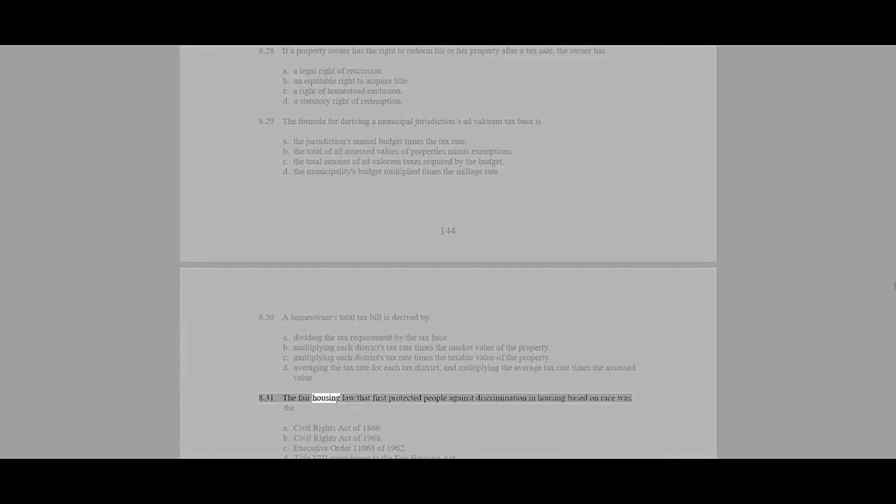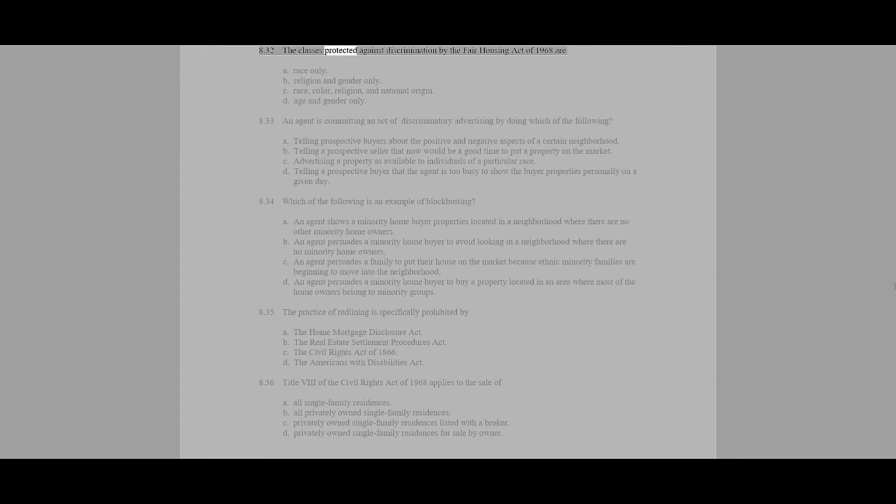8.31 The Fair Housing Law that first protected people against discrimination in housing based on race was the A. Civil Rights Act of 1866. B. Civil Rights Act of 1968. C. Executive Order 11063 of 1962. D. Title VIII Amendment to the Fair Housing Act.